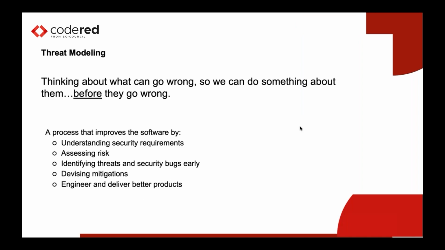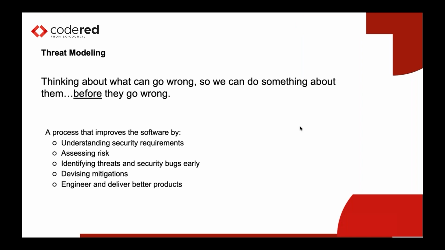So threat modeling is basically thinking about what can go wrong, so we can do something about it before it goes wrong. And thinking about what can go wrong is something we do in our daily lives. For example, if you think about going out to get groceries, and the weather is gloomy or cloudy, you would want to grab an umbrella because you don't want to get wet. And these days you would also wear a mask, right? So these are all threat modeling.